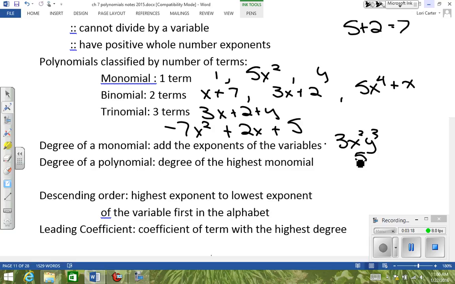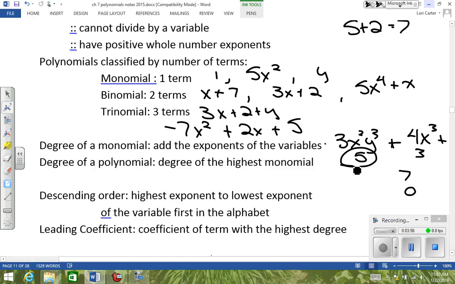What if I ask you for the degree of 4x cubed? 3. What about 7? It's 0, because there's no variables. The degree of the polynomial is just the highest one. So if I put a plus sign between all these guys, and this guy was 5, this guy was 3, and this guy was 0, the degree of the poly is 5. It's just the highest one. So that's pretty easy.